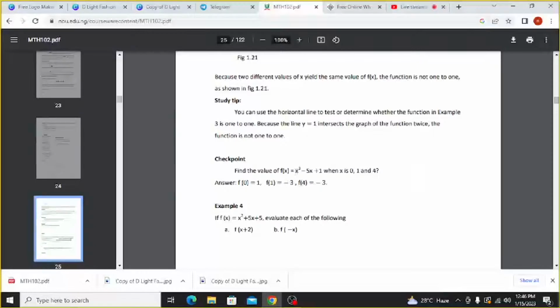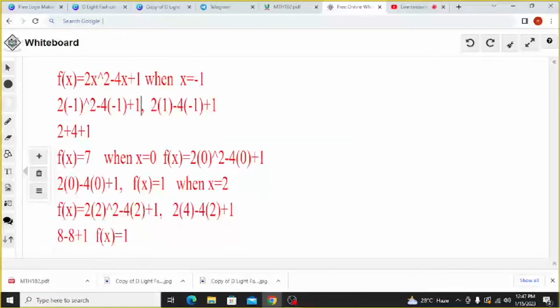Example. So we have the function x square minus y plus 1, when x equal to 0, 1 and 4. So let us do this one.